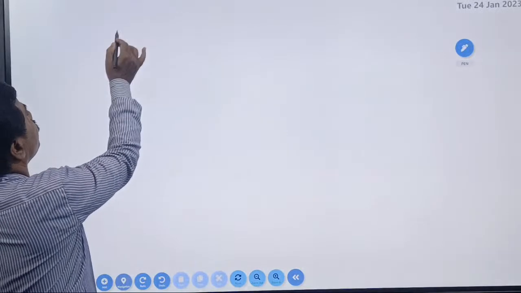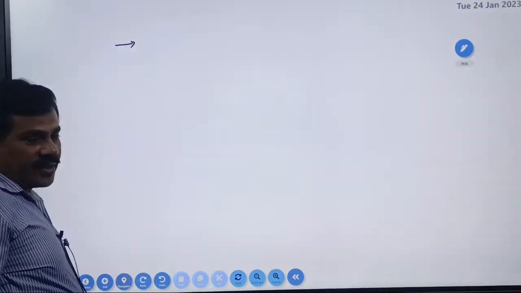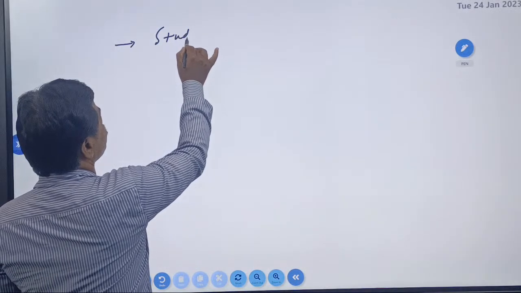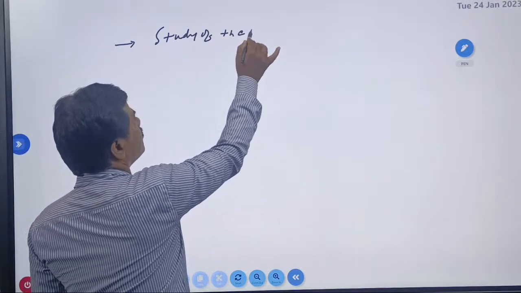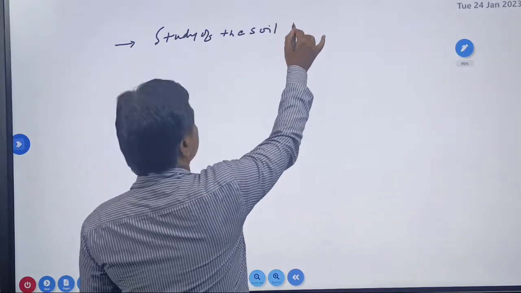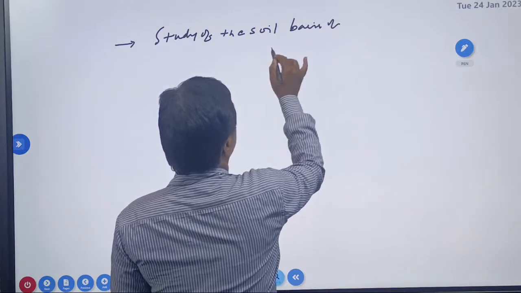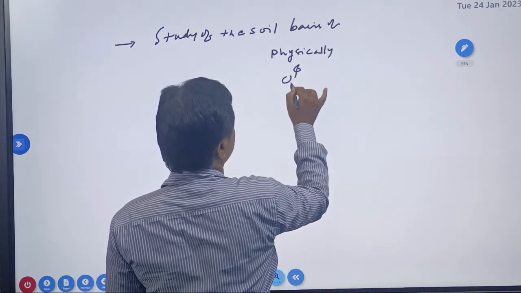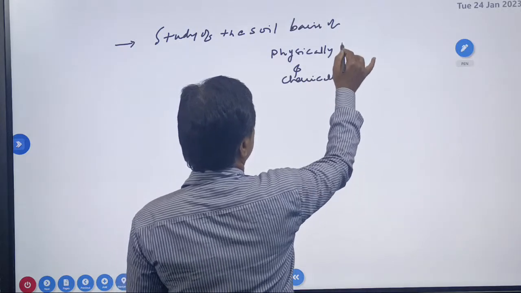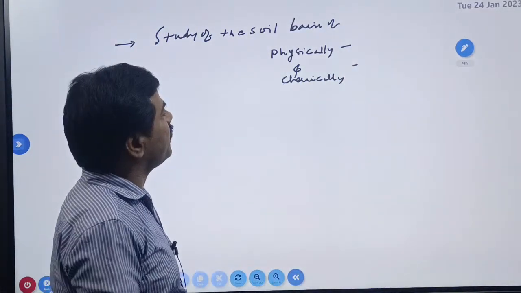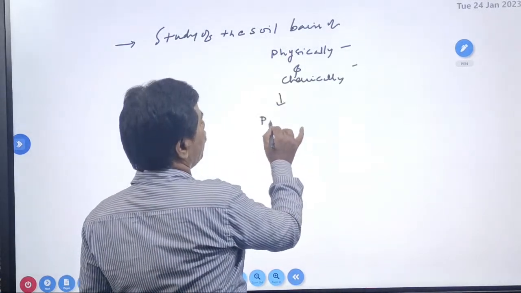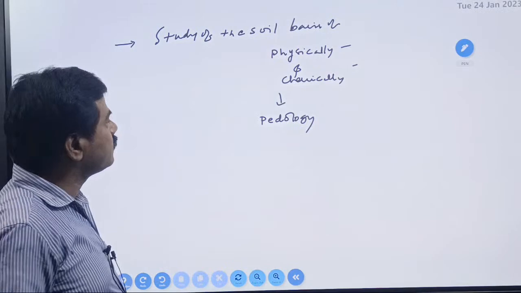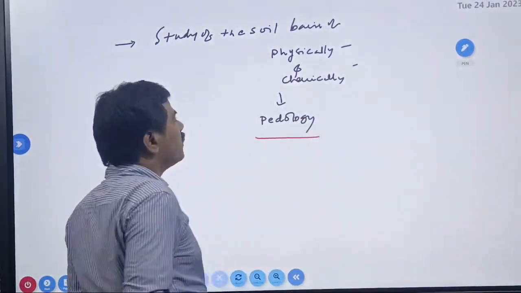The study of soils on the basis of physical factors and chemical factors is called pedology.